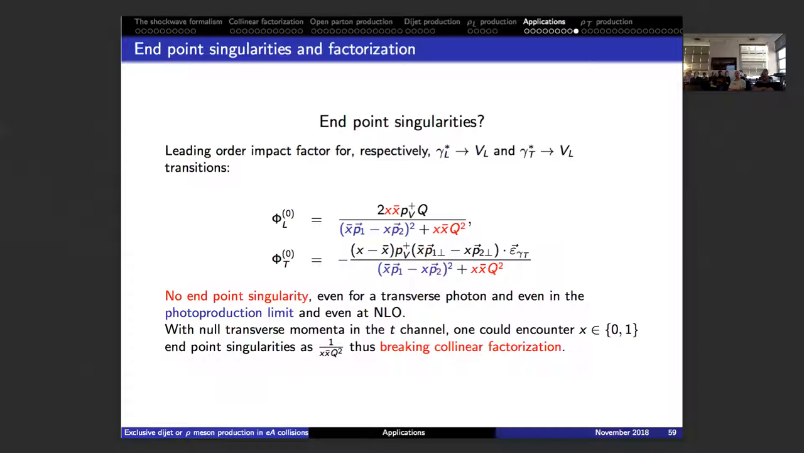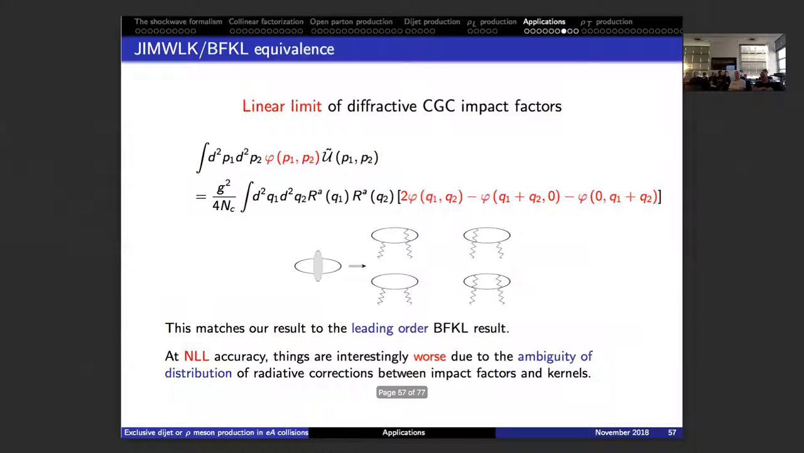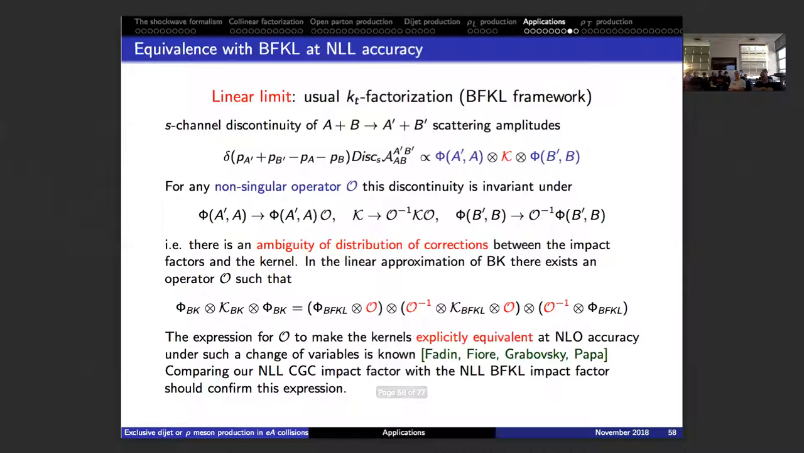So the second question would be endpoint singularities, because I've used collinear factorization in rho meson production. Wait, are you changing topics now? I'm saying in the future we want to do that. I'm not saying I have an answer to that.